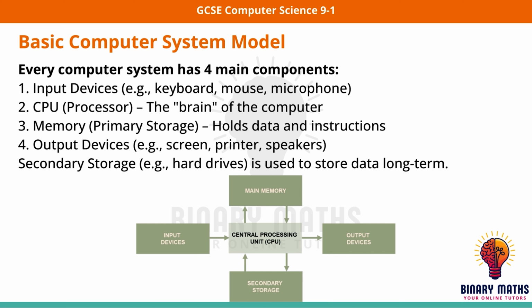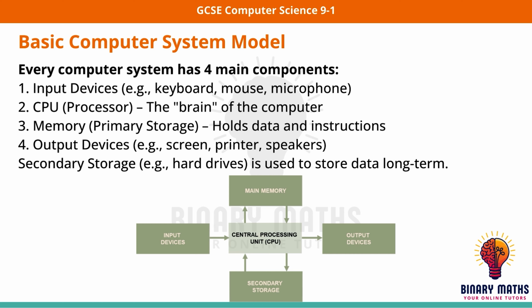The third is the memory, or primary storage. This is where the computer holds the data and instructions it's currently using. The fourth are output devices. These are things like your screen, printer, or speakers. They take the processed data and turn it into something you can see, hear, or use.